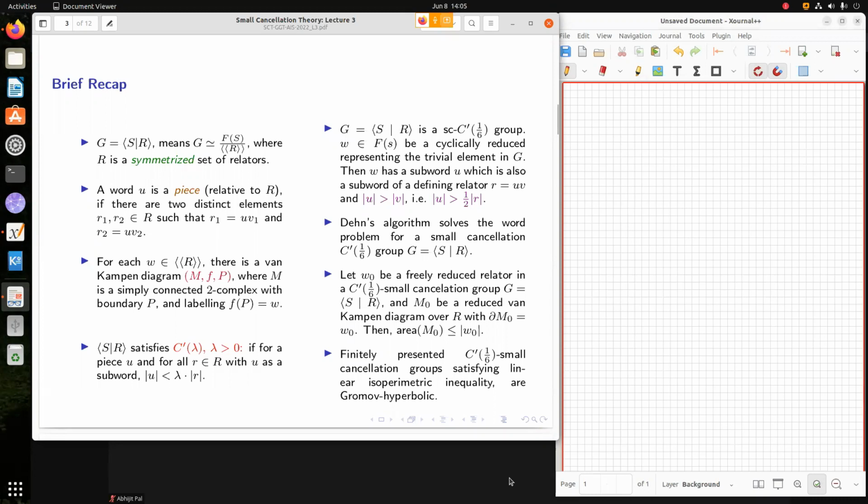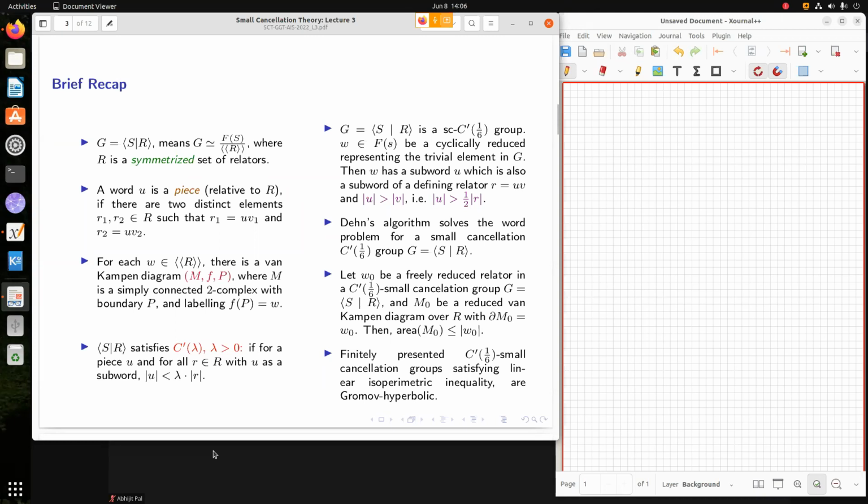So we were discussing small cancellation groups, and we saw a few different small cancellation conditions. We introduced the small cancellation condition C prime lambda, which says that pieces are lambda small compared to the relators. We also introduced other small cancellation conditions, both combinatorial in nature, like the CP and TQ conditions. I haven't mentioned those in this recap today because we will mostly not go in those directions, only a little bit at the end.